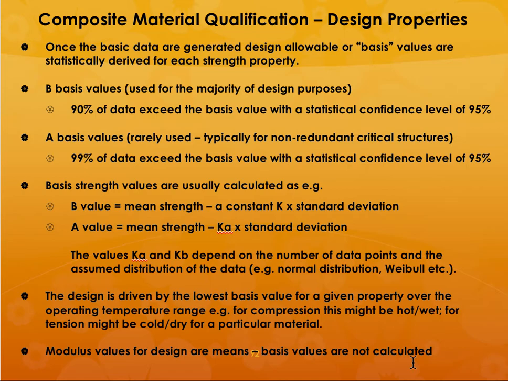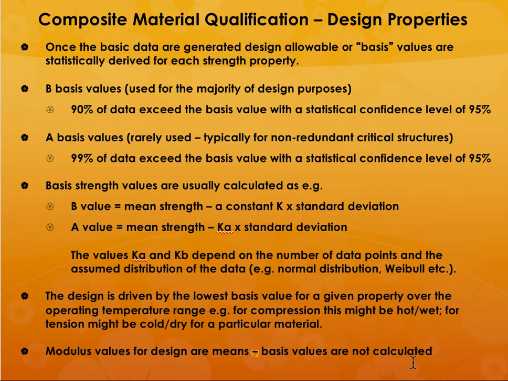So how do you calculate that? The B basis, most of the time we take B basis values for the design allowables, and we use that based on 90% of the data will exceed the basis value with a statistical confidence level of 95%. So you take the standard deviation, and one standard deviation is plus sigma, and your average, 90% of that, you will say that your value should exceed that by at least one standard deviation value.